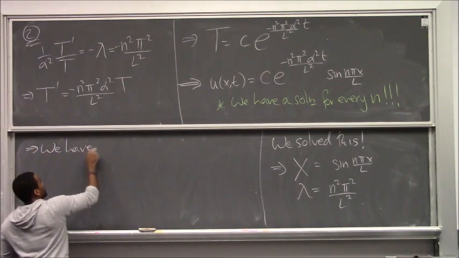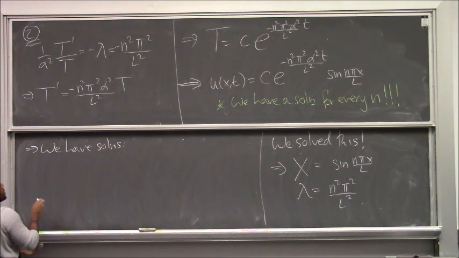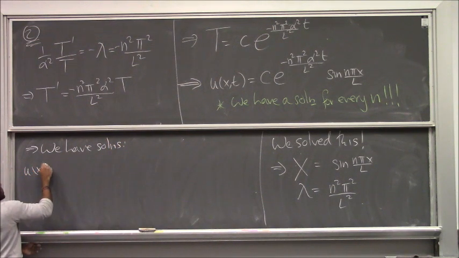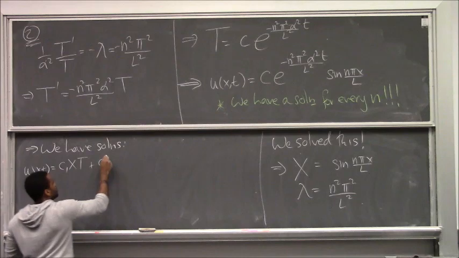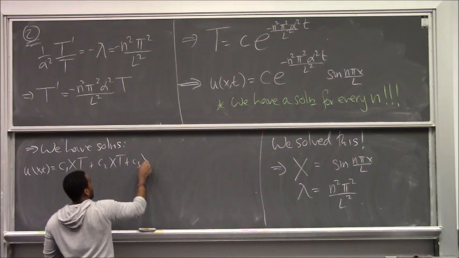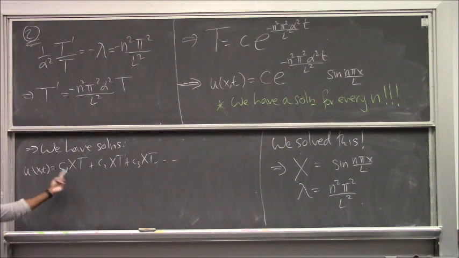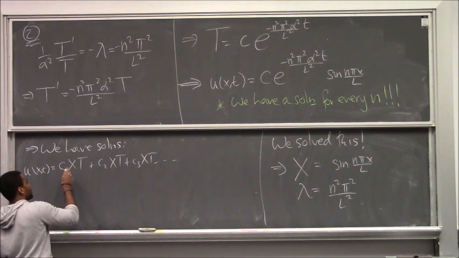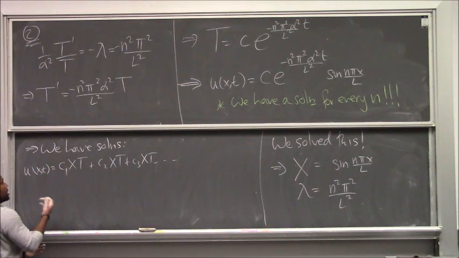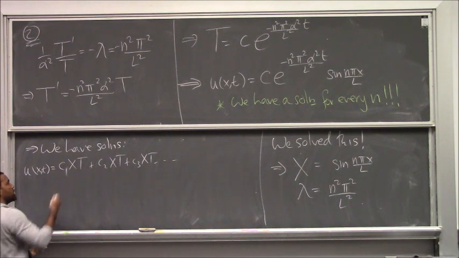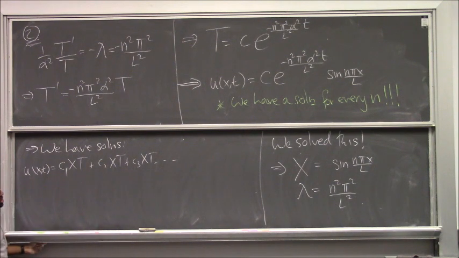Which means we have solutions with u of x,t equals c1 times a solution, plus c2 times another, plus c3 times another, etc., right? Where here's where I plug in, say, n equals 1 or 2 or 3, and I can get a copy of that every single time. And of course, we know from the superposition principle, once I find one individual solution, the sum of that with another solution gives us a solution, then the sum of that with another solution gives us a solution.